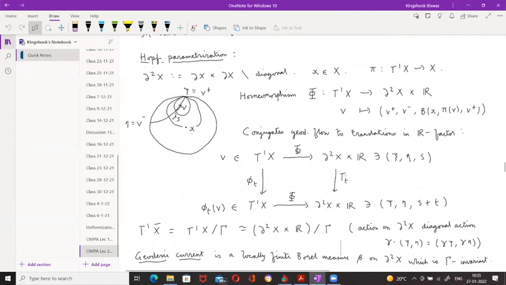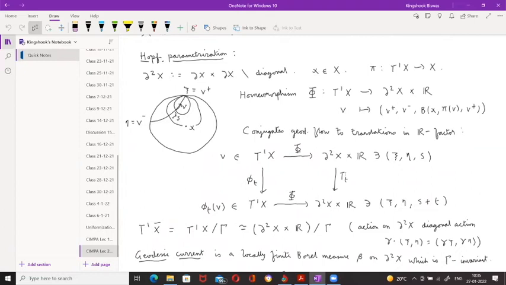So now I'm going to talk about a correspondence between invariant measures for the geodesic flow and what's called geodesic currents. So let me explain. First we define this space del2X. This is the boundary of X cross boundary of X minus the diagonal. And I fix a base point x in X. And I let pi be the natural projection from the unit tangent bundle of X to the manifold X.